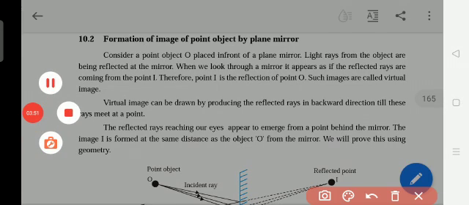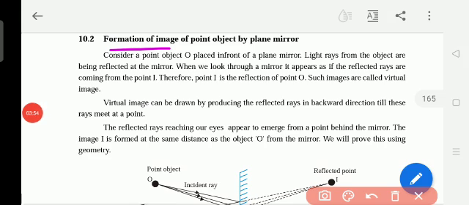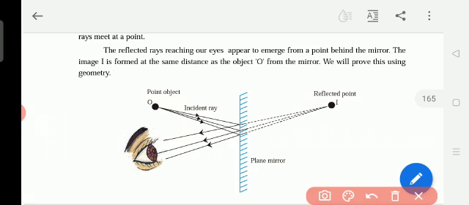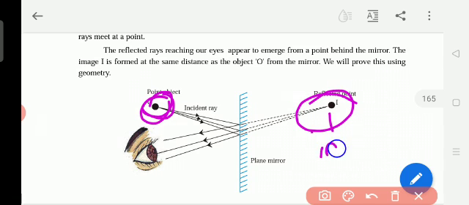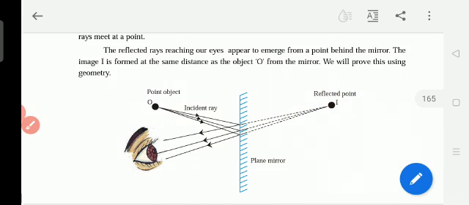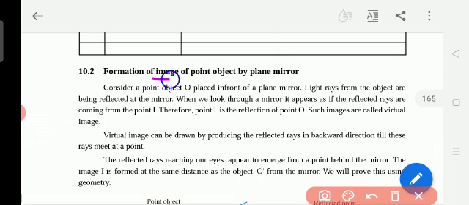Okay. Now here, formation of image of a point object by a plane mirror. When we see in the plane mirror, how is the image formed? This is the object in front of the mirror. If we are standing, we are the object. If we see our face in the mirror, this dot is the object. We are seeing this dot in the mirror, so it becomes an image. In the image we have two types, real image and virtual image. We will study about that. So, how the image is forming in the plane mirror.